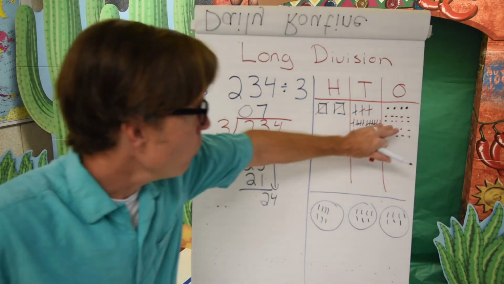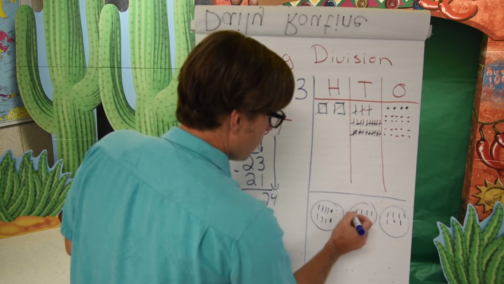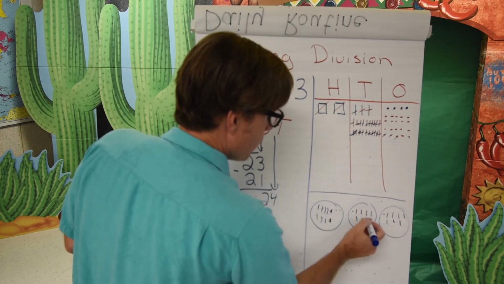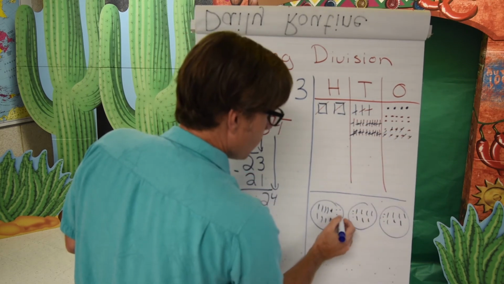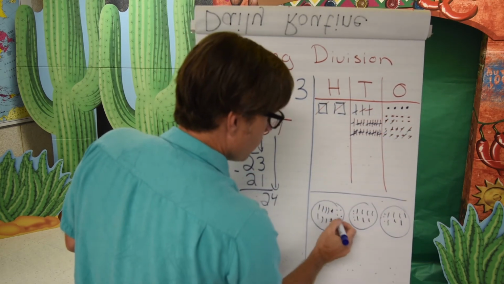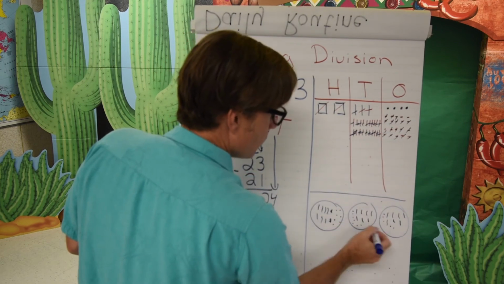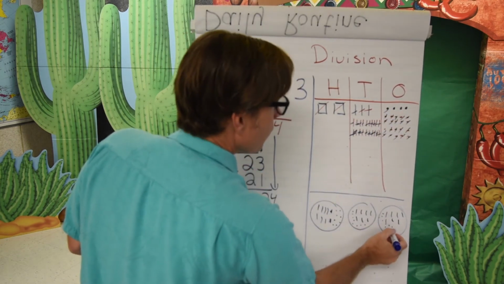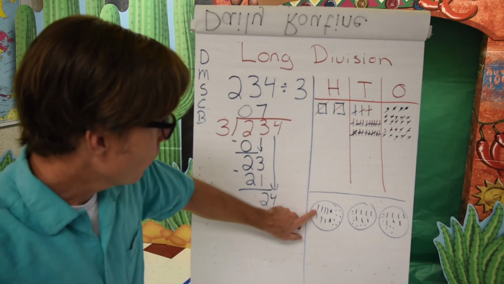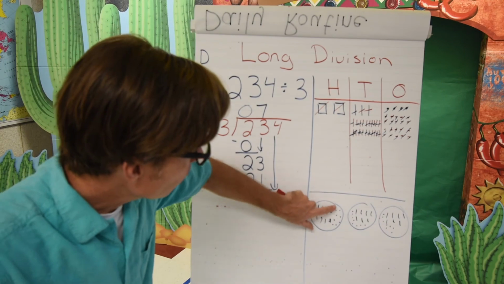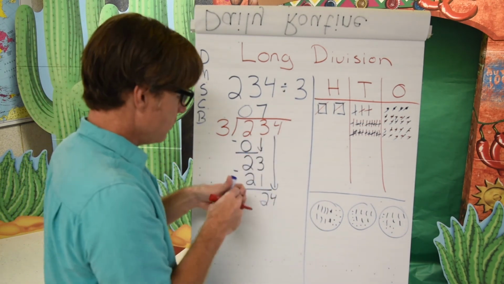Now I'm dividing the ones among the 3 groups. Now let's start doing it. So I've got 1, 2, 3, and I keep dealing them out, 1, 2, 3, again and again. And I was able to use up all of my 1s. So let's see what I have now. I have 1, 2, 3, 4, 5, 6, 7 10s. And I have 1, 2, 3, 4, 5, 6, 7, 8 1s.